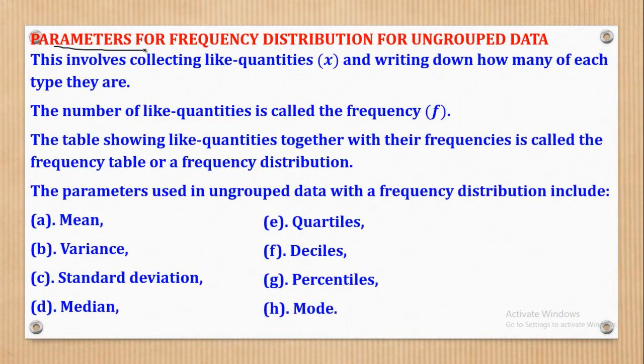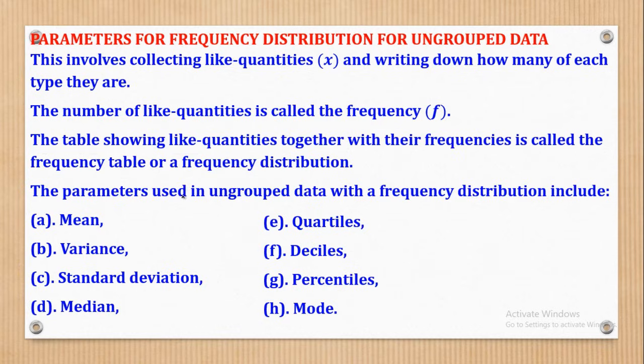Now we shall go to parameters for frequency distribution for ungrouped data. This involves collecting like quantities and writing down how many of each type they are. The number of like quantities is called the frequency. So in this part of ungrouped data, we shall be using this frequency frequently. The table showing like quantities together with their frequencies is what we call the frequency table, or the frequency distribution.